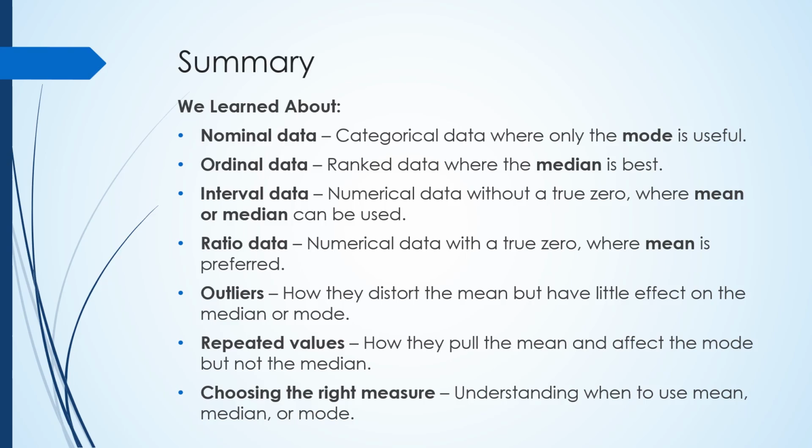We also learned how outliers affect central tendency. Extreme values can distort the mean, but the median remains stable, and the mode only changes if the outlier appears frequently. Similarly, we discussed how repeated values can pull the mean closer to the frequent number, while the mode identifies it directly and the median remains largely unaffected. Finally, we learned how to choose the right measure of central tendency based on the dataset. Understanding these differences helps ensure we use the most accurate method for summarizing and interpreting data.